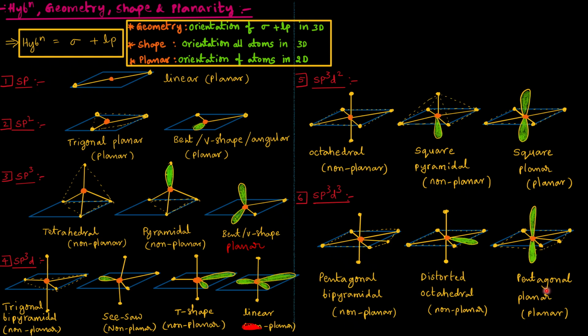Next, pentagonal bipyramid. If two lone pairs are present in pentagonal bipyramidal, those are placed in axial positions. So all 7 atoms, not 7, 6 atoms are present in the same plane. So that's why this molecule is planar. So the shape is a pentagonal planar.